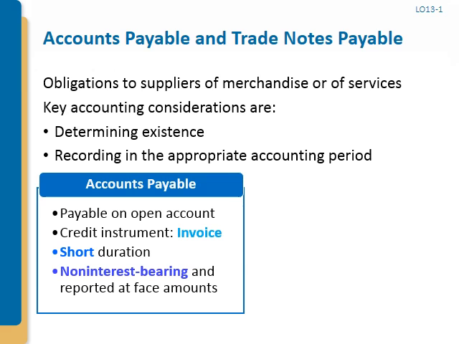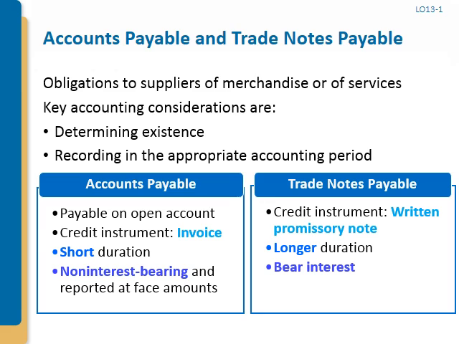The key accounting considerations relating to accounts payable are determining their existence and ensuring that they are recorded in the appropriate accounting period. Trade notes payable differ from accounts payable in that they are formally recognized by a written promissory note. Often these are somewhat longer term than open accounts and bear interest.